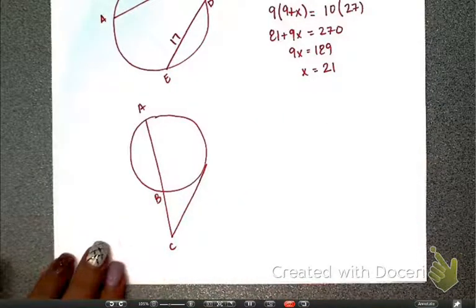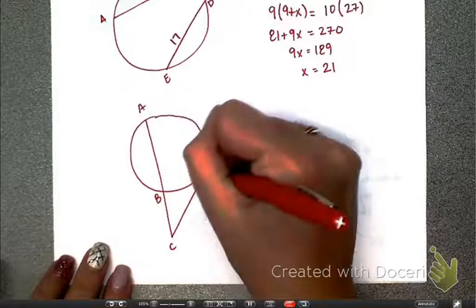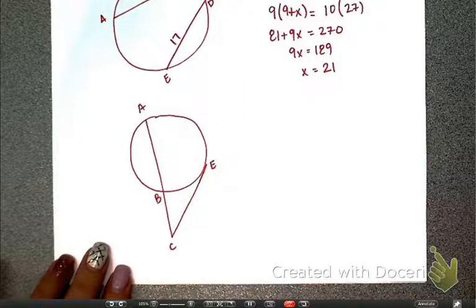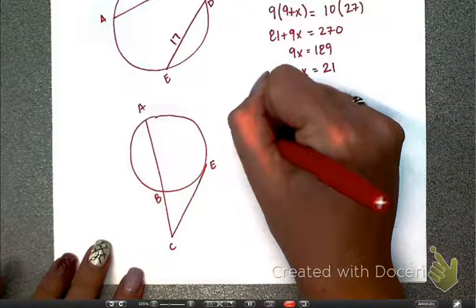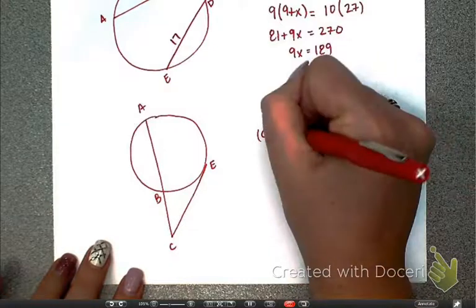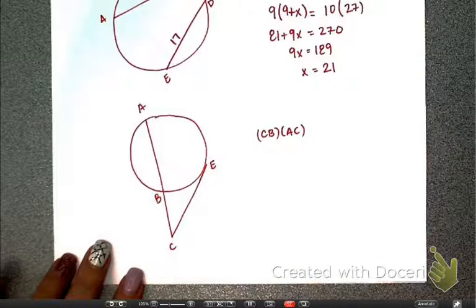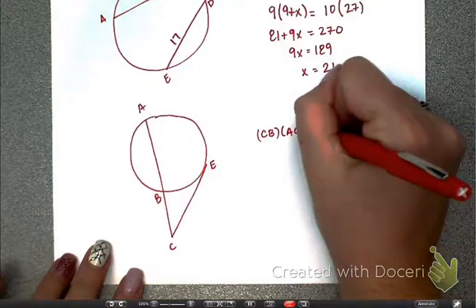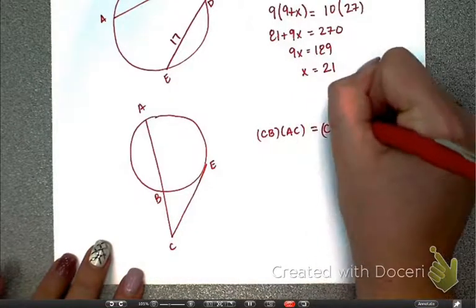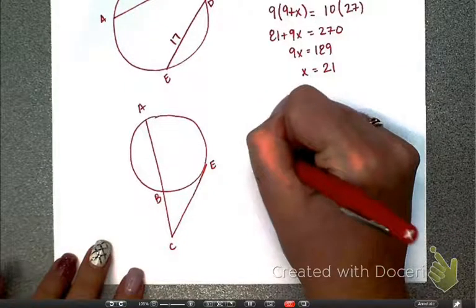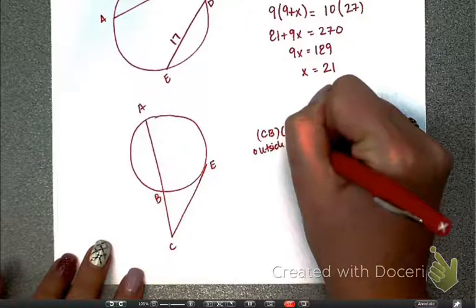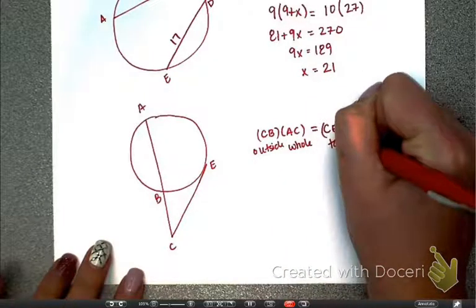And what's that line? A tangent. Okay. So the formula for this one is the outside piece of the secant, just like above, times the entire secant. So the outside piece of the secant times the entire thing equals the tangent squared. So the outside times the whole equals the tangent squared.